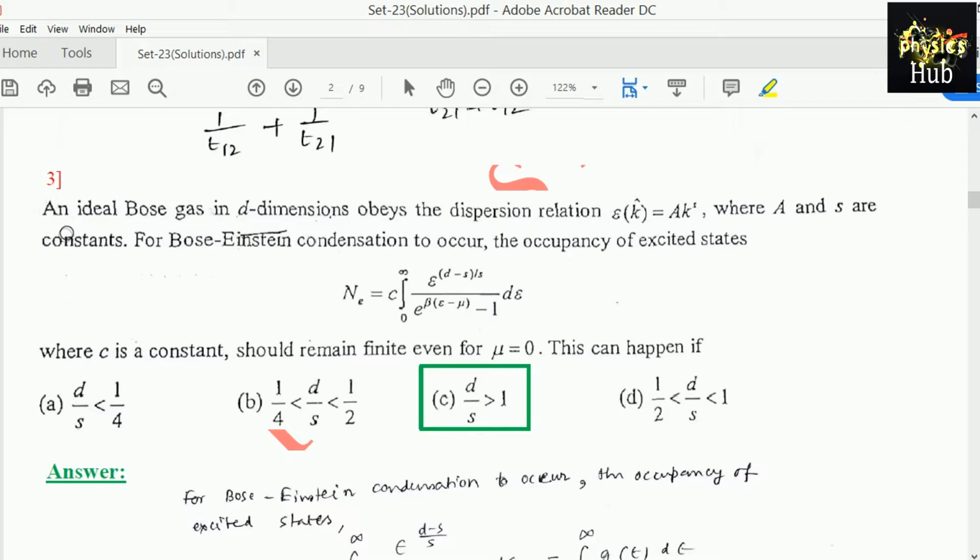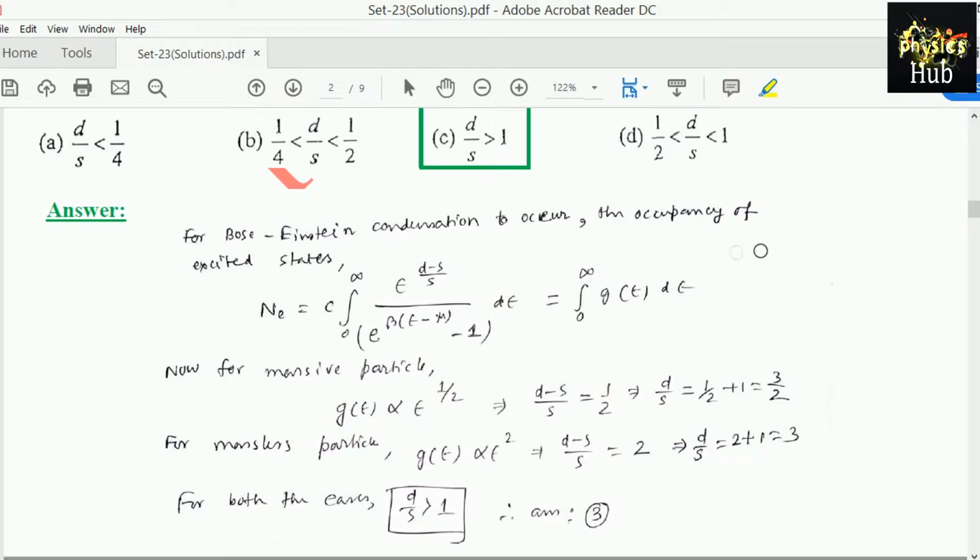Now, question number 3. An ideal Bose gas in d dimensions obeys the dispersion relation E of k equals a k to the power s, where a and s are constants. For Bose Einstein condensation to occur, the occupancy of the excited state is given by this expression, where c is a constant, and it should remain finite even for mu equals 0. This can happen if. Now, for Bose Einstein condensation to occur, the occupancy of the excited state is given by this.